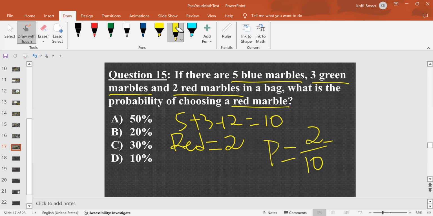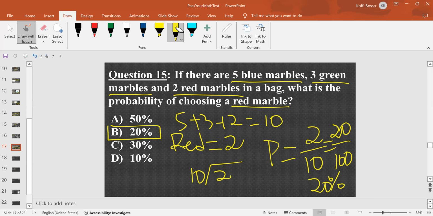Okay, if you don't know that 2 over 10 is 20%, you can do long division. So you take 2 divided by 10. Okay, if you do that, you're going to get 0.20. Or you can use a calculator. And you multiply this by 100 to convert it to percent.